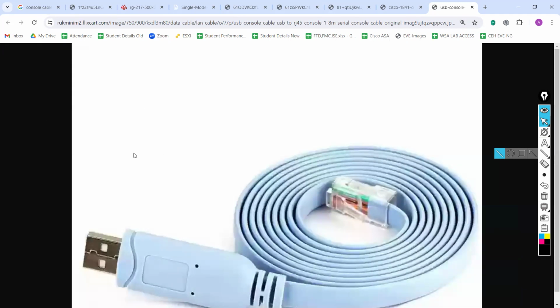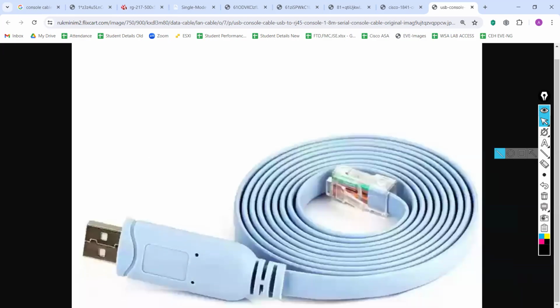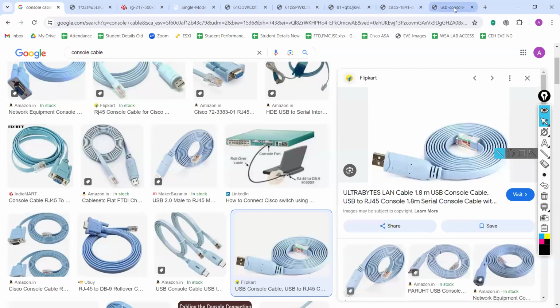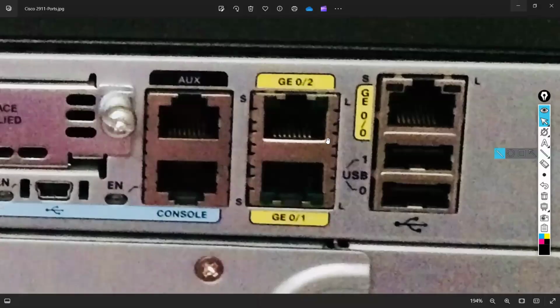You can just take it out and check, no problem. So this is also a console cable only, but here we do not require the converter. This will eliminate the need for your converter. You'll get a USB interface directly. This is clear.